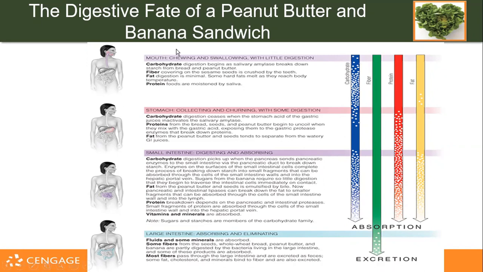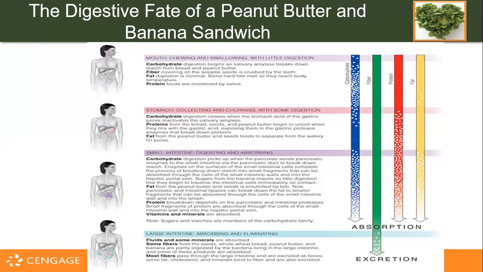Starting in the mouth, we see carbohydrates digested using salivary amylase and also mechanical digestion. And that's going to help separate some of the starch from the bread and the peanut butter, where in turn the fiber covering the sesame seeds is crushed by the teeth. We see in terms of the fat, digestion's pretty minimal in the mouth. Some of our hard fats may melt, but outside of that, not a whole lot. And protein, we see foods are moistened and mixed with saliva.